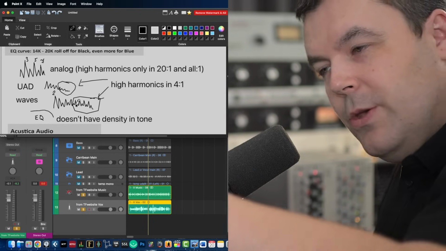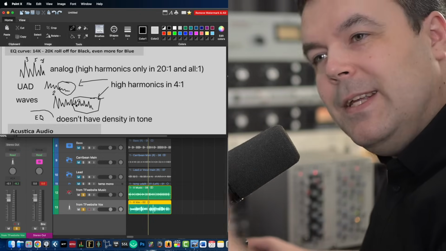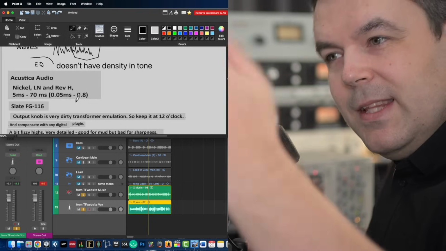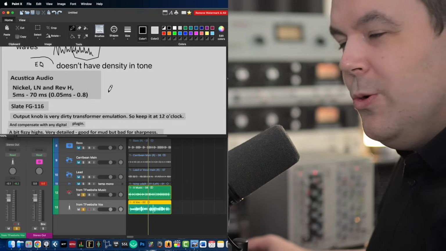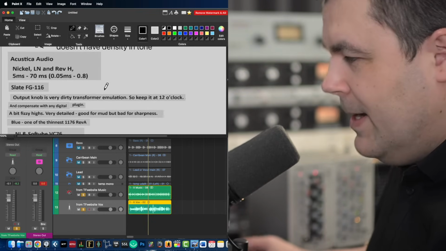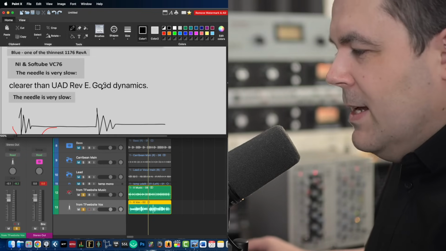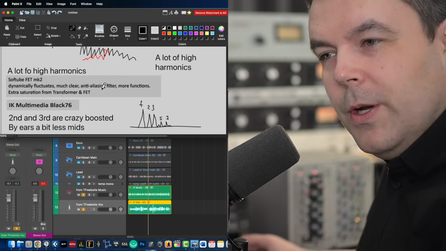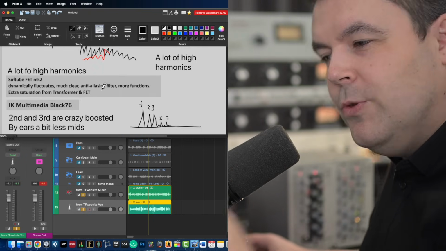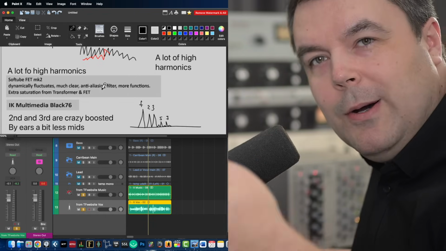Waves have an EQ roll-off on the top and don't have density in the tone. Strange dynamic fluctuations on the Waves plugin. Acustica Audio: too long attack. Steven Slate can potentially be a bit too thin in the mix. Native Instruments: the older plugin evens out great, the new plugin fluctuates like crazy without the inner sidechain.